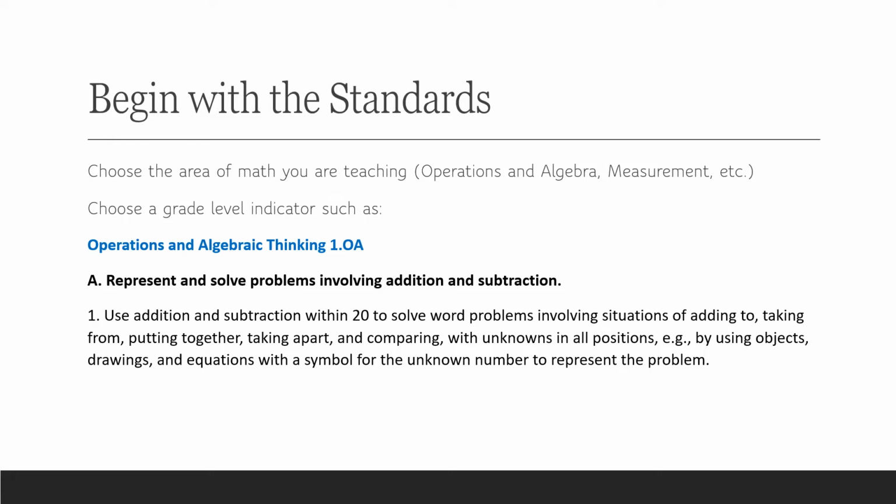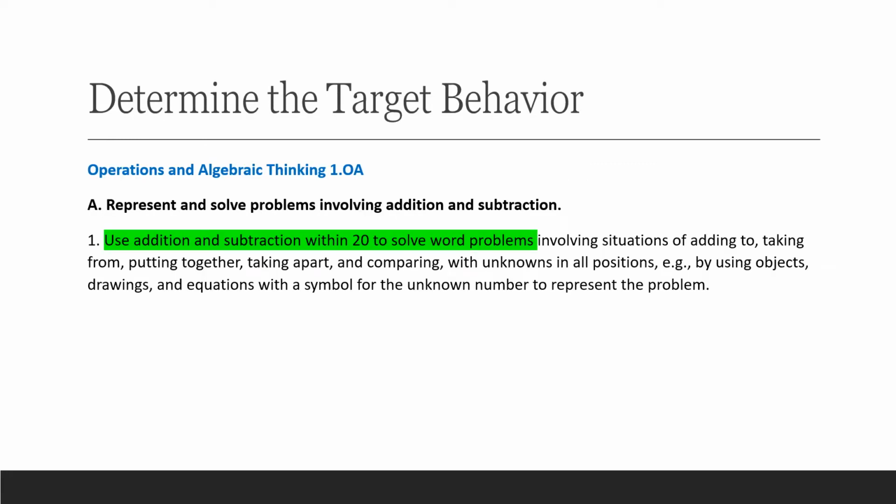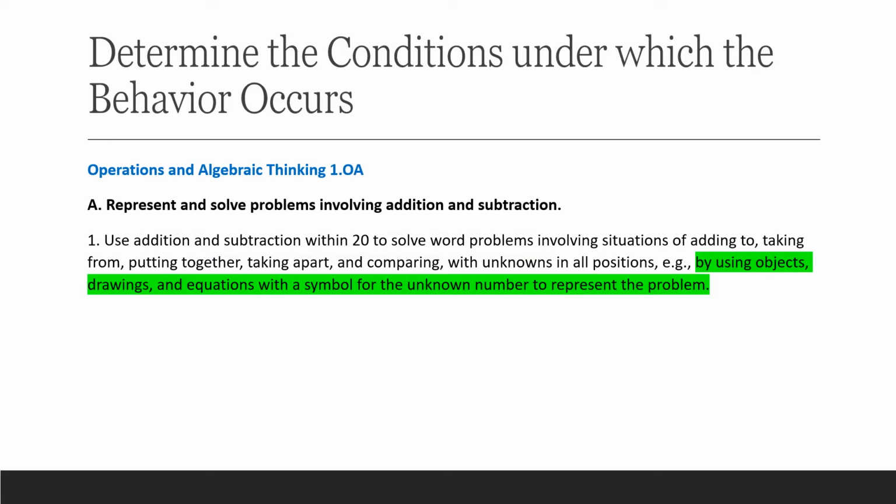The first step is to break it down and really look at the standard and figure out what that means for your students. So the first thing you want to do is to determine the target behavior. What is the behavior that the students are going to be doing? And in this standard, it's going to be using addition and subtraction within 20 to solve word problems. That's what the students are going to be able to do. That's your target behavior. The rest of the standard kind of tells you how they do that.